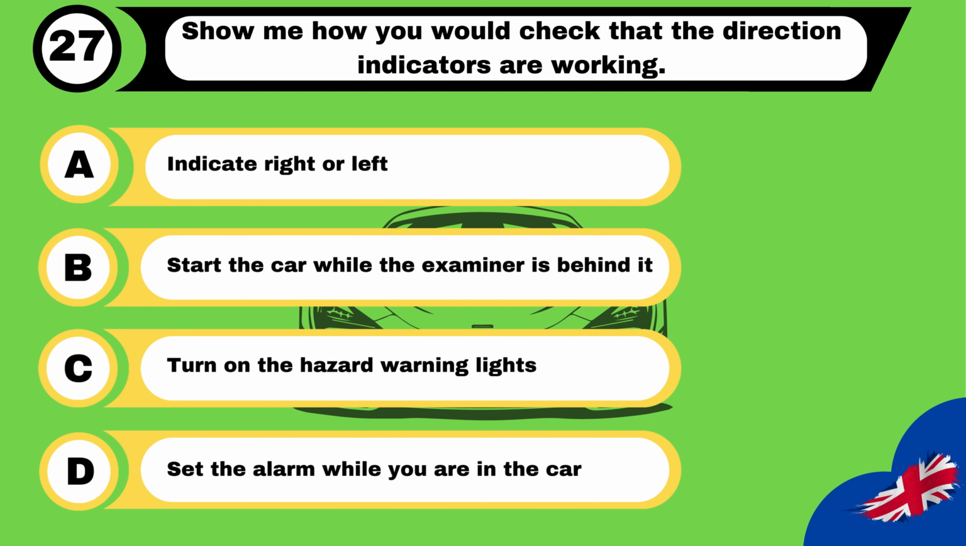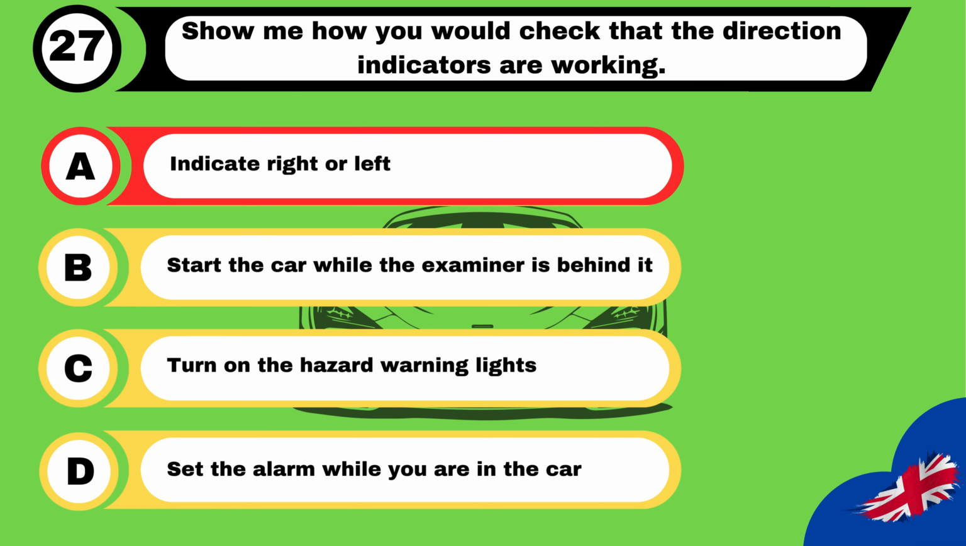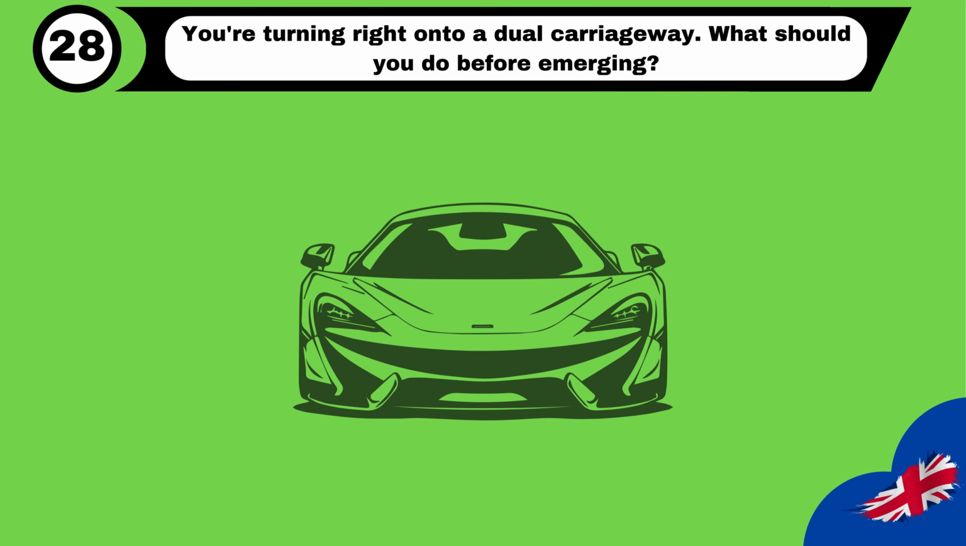The answer is A. Indicate right or left. Question 28. You're turning right onto a dual carriageway. What should you do before emerging?